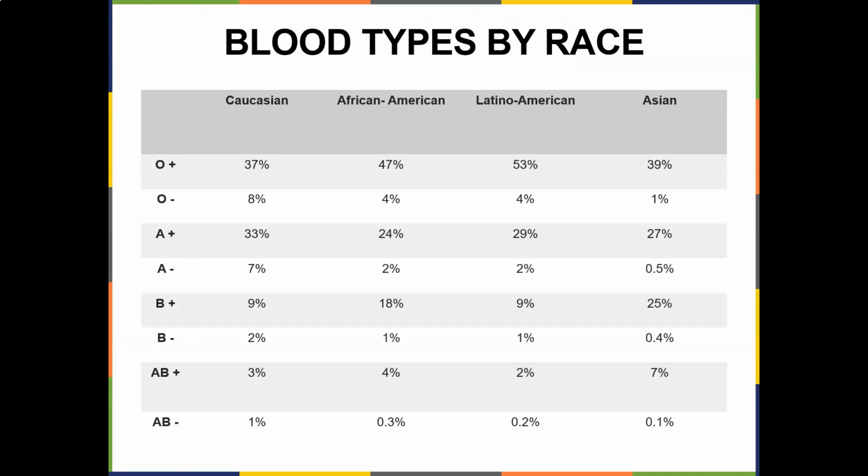Okay, here's a distribution by race. For Caucasians, African Americans, and Latino Americans, O positive and A positive are the majority, but Asians have a tendency to be more B positive and A positive.